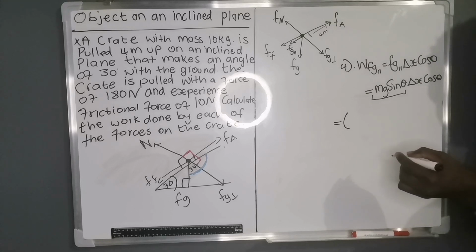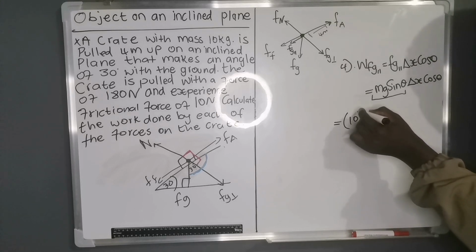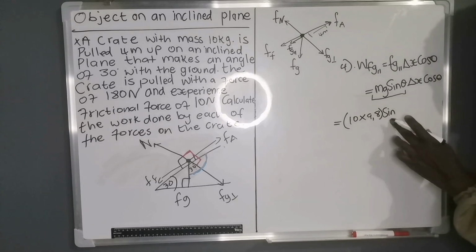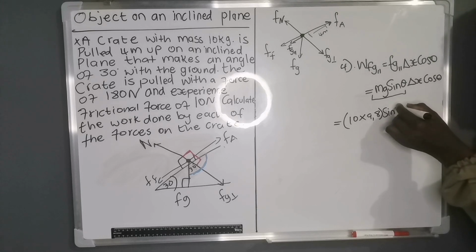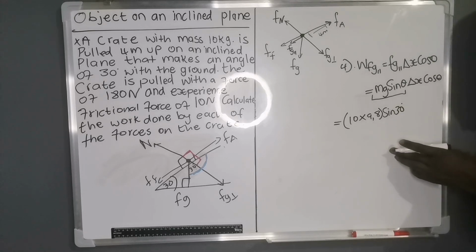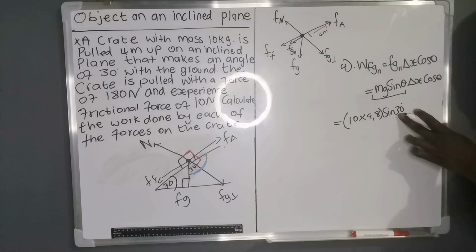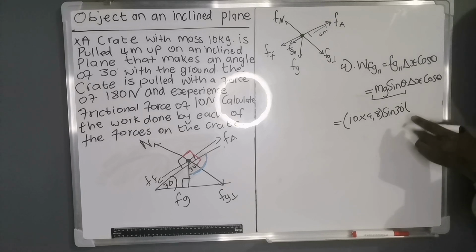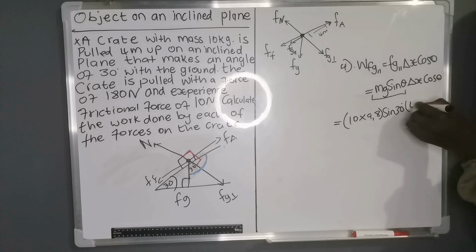What's the value? It is 10 kg, 9.8, sin. What is our value of sin θ? 30 degrees. This one does not need any debate, it is straightforward, 30 degrees. Δx. What is our value of displacement? It is 4. Now the value of our θ.